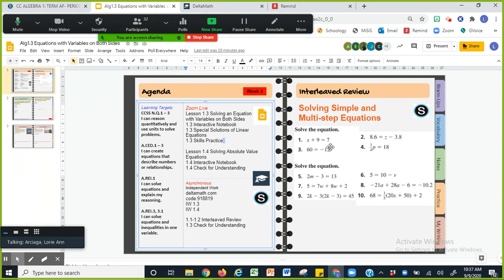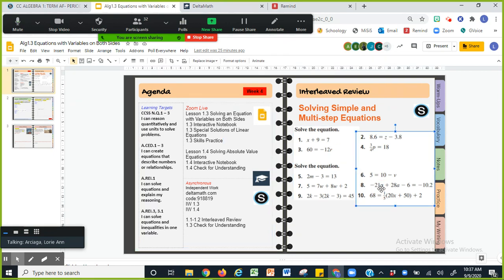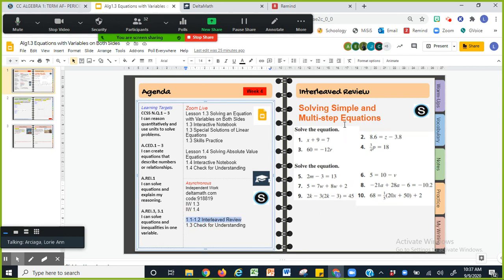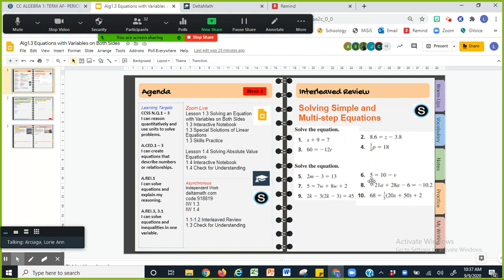So for your warm up, every time you see this letter S over here, it means you have to enter your answers in Schoology. So you can do this on a piece of paper later, okay? For your independent work, it's just right here. That's the one, interleave review. You write it down on a piece of paper, and then after that, you enter your answers in Schoology. You all have 2 attempts. If you run out of both attempts, text me. So the key is to text me, okay?